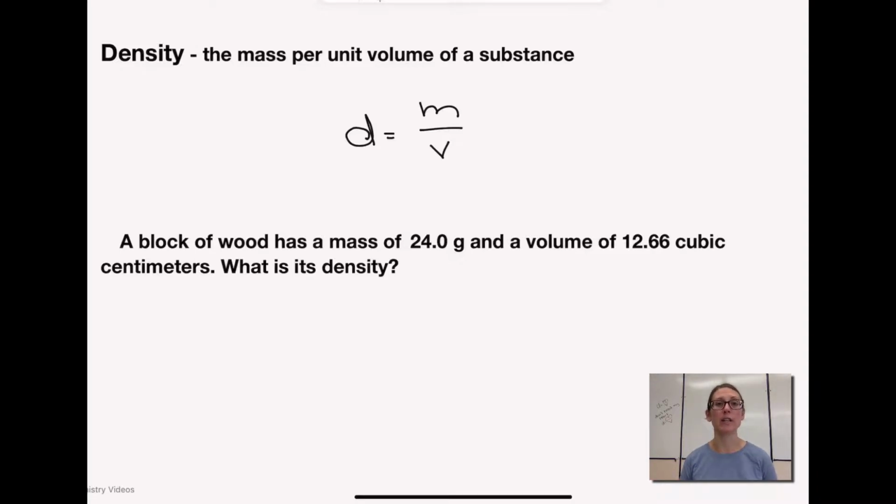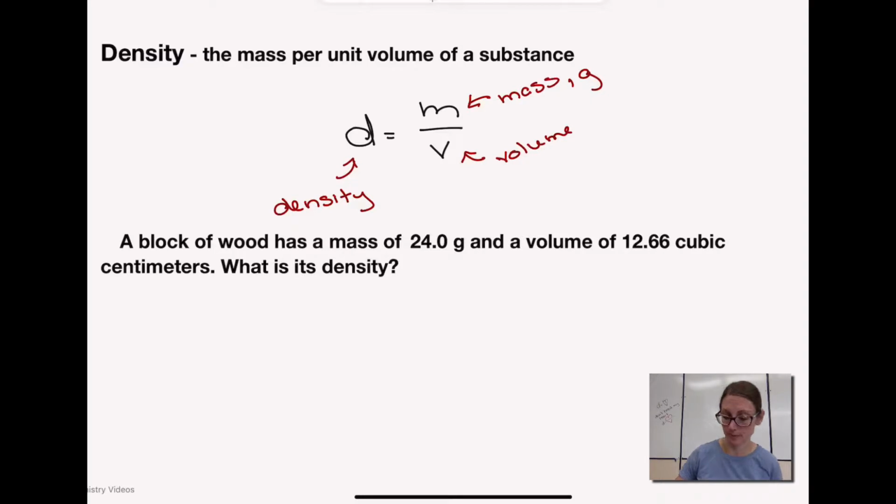And so that equation is D equals M over V, where D is the density, M is the mass, and V is the volume. The units you're typically going to see for the mass are going to be grams in this class. Volume will most often have units either of milliliters or of cubic centimeters. So remember, a milliliter and a cubic centimeter are the same thing. They're both volume measurements. They're actually the same amount of volume. But for liquids, we tend to use milliliters, and for solids, we tend to use cubic centimeters.